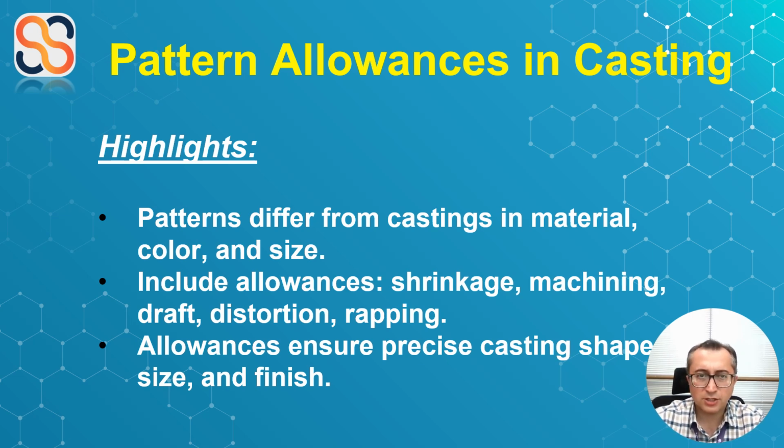The pattern's shape also includes distortion allowances. Because metals can warp or bend slightly as they cool, pattern makers offset this by making certain parts of the pattern slightly out of alignment, so that once cooled, the casting has the desired shape.